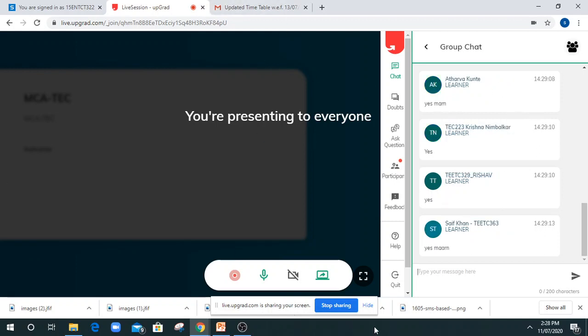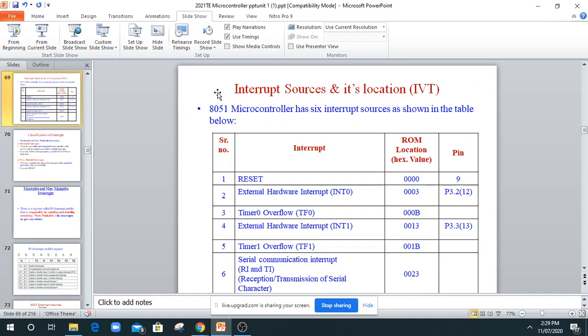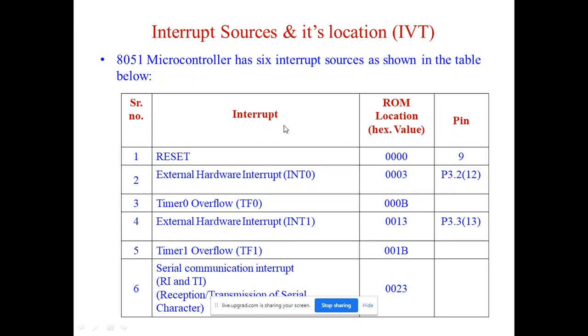Okay, then we will proceed to the next part. Now next are interrupt sources. We know that there are 6 interrupt sources, and the location of that interrupt service routine is held in the interrupt vector table. Okay, now here 6 sources are there. First source is reset, next is external interrupt 0, that is INT0, next is timer 0, then external interrupt 1, that is INT1, timer 1 interrupt, and serial interrupt.